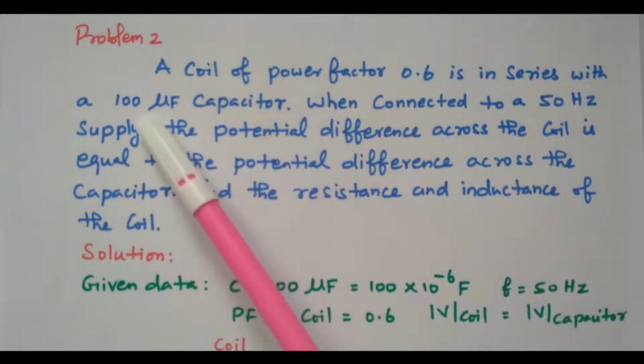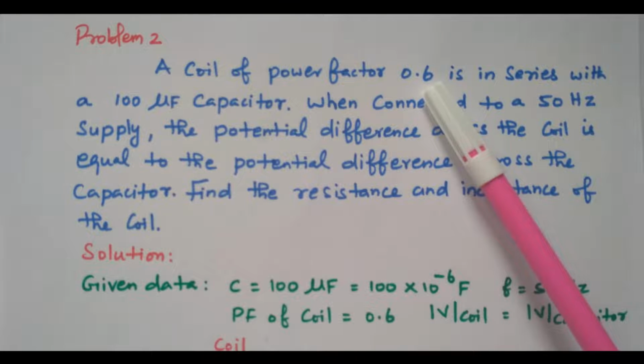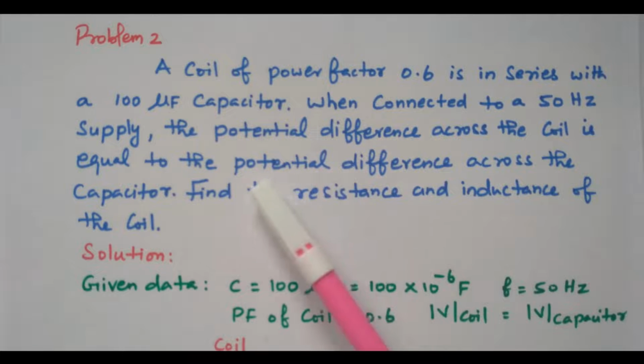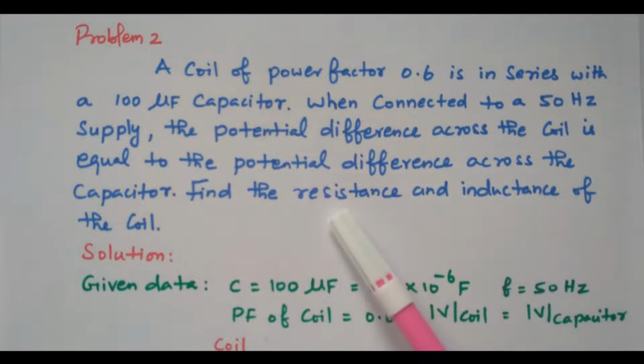So one capacitor is available, 100 microfarad. The power factor is given. And another condition given is that the potential difference across the coil is equal to the potential difference across the capacitor. We need to find the resistance and inductance of the coil.